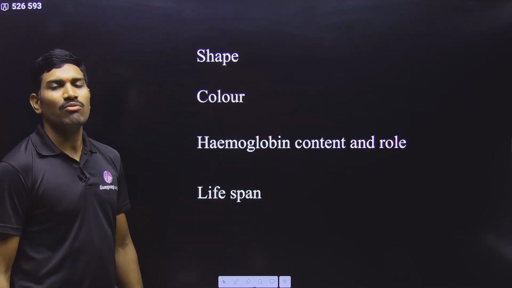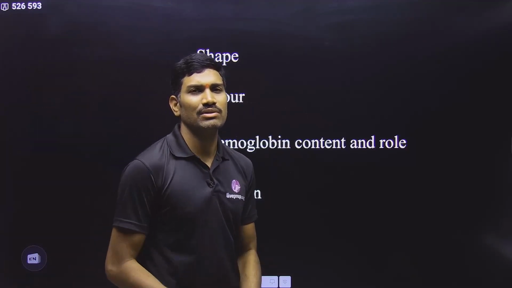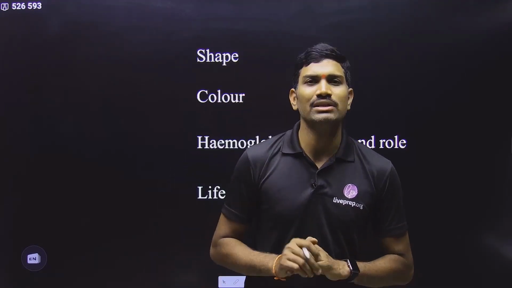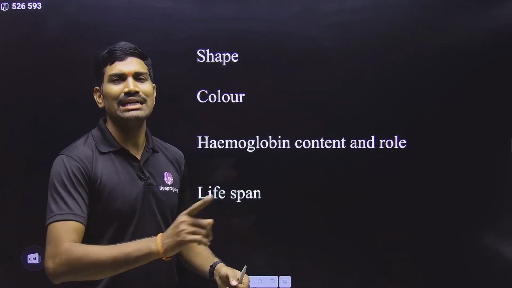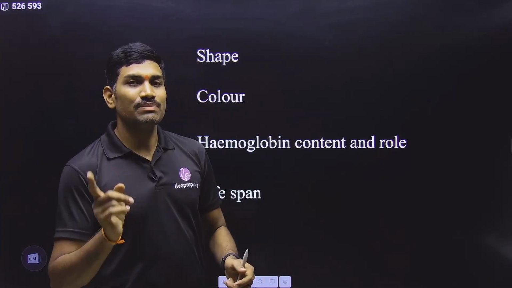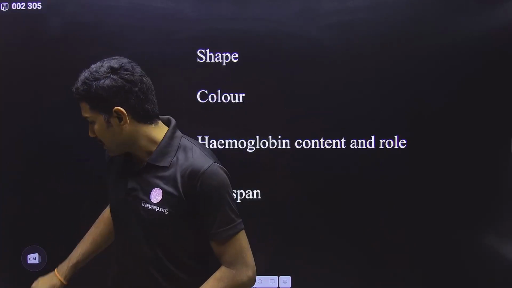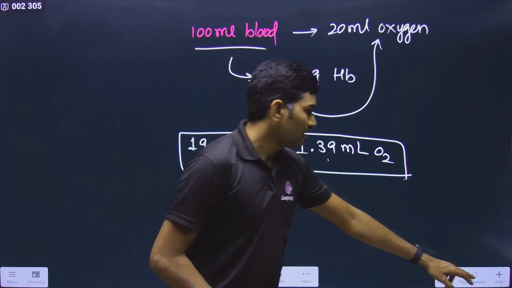Next one, lifespan. What is the average lifespan of this particular one? Average lifespan is 120 days. What happens after 120 days? Generally, they are circulated in the blood circulation. So now this blood is also going to an organ that is called the spleen.